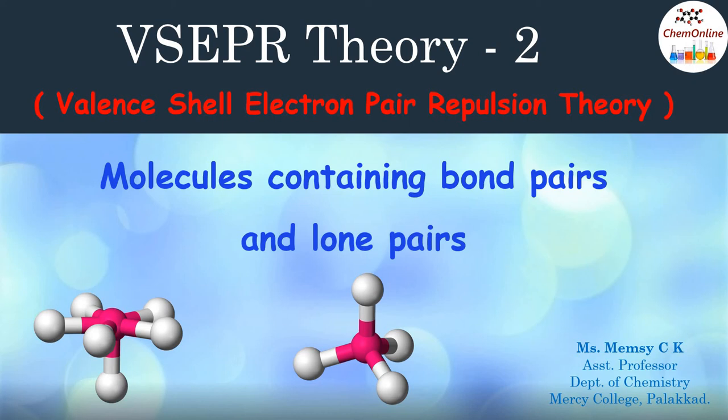Dear students, in the previous video, we discussed the main postulates of valence shell electron pair repulsion theory, and we discussed the geometry of molecules containing bond pairs only using VSEPR theory. Today, we will discuss the geometry of molecules containing bond pairs and lone pairs, and we will see how the presence of lone pairs causes distortion of the geometry of molecules.